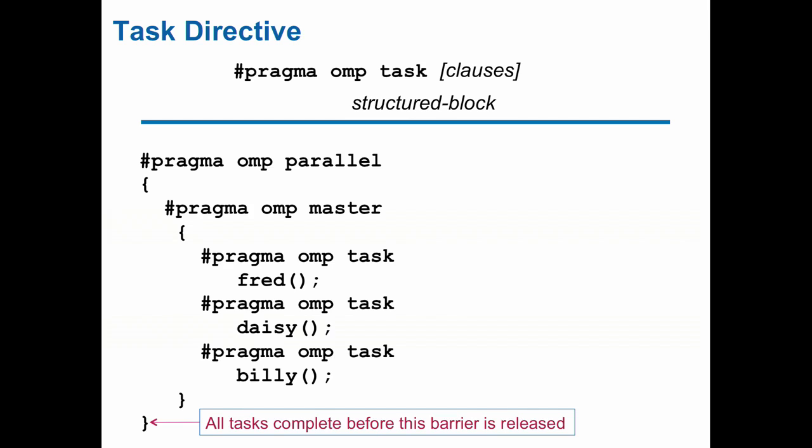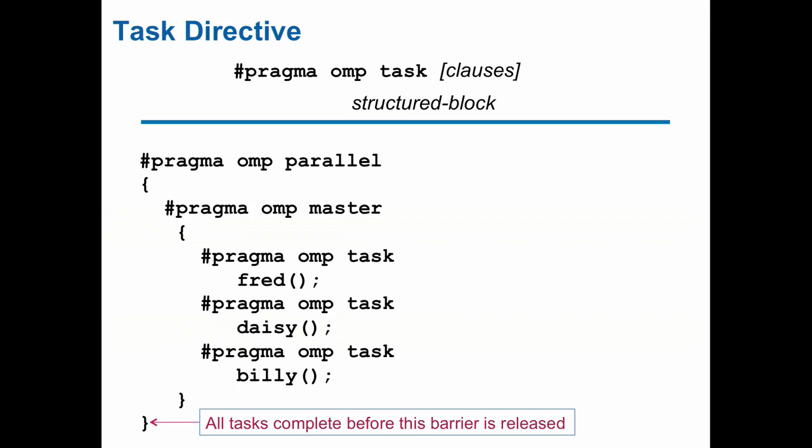The task construct is pragma OMP task, and then a collection of clauses, and then you have a structured block. So it looks very familiar at this point, I'd imagine. As always, nothing happens unless you have a set of threads. So pragma OMP parallel creates a team of threads. Then I'm going to have pragma OMP master. What I'm doing here is I want one thread to create the tasks. That's what I'm using the pragma OMP master construct for, or pragma OMP single. I'm going to have one thread create the tasks.